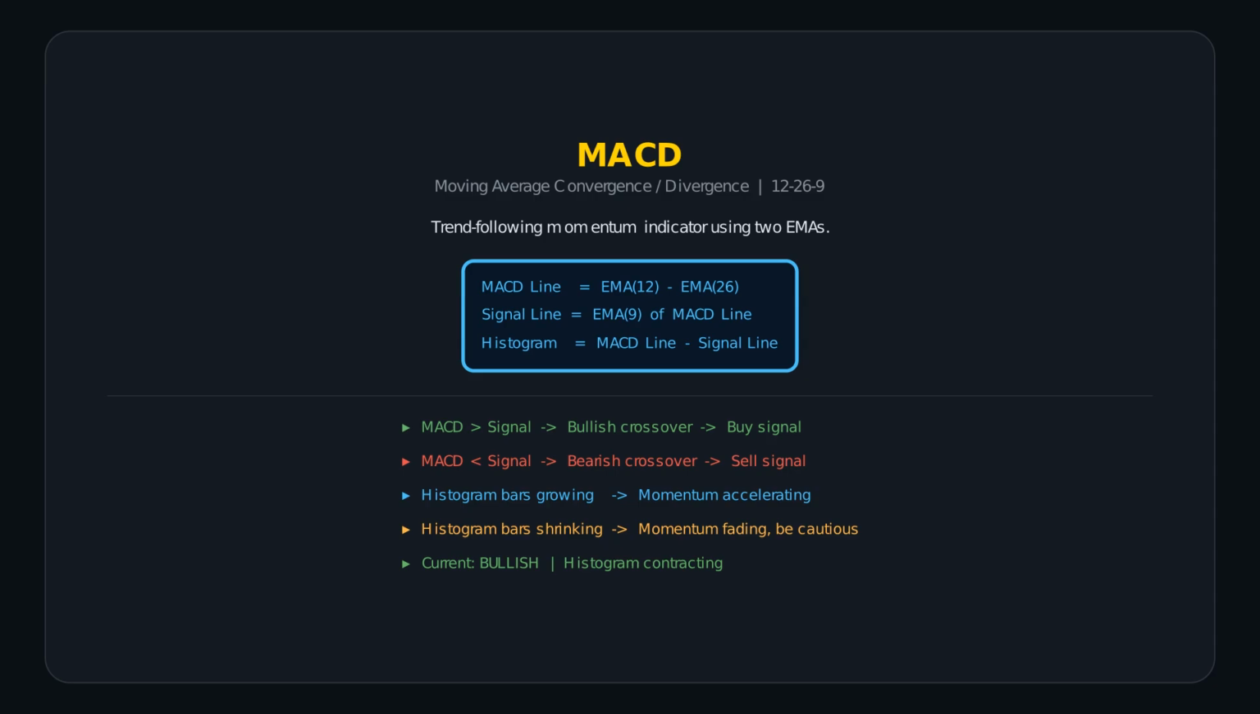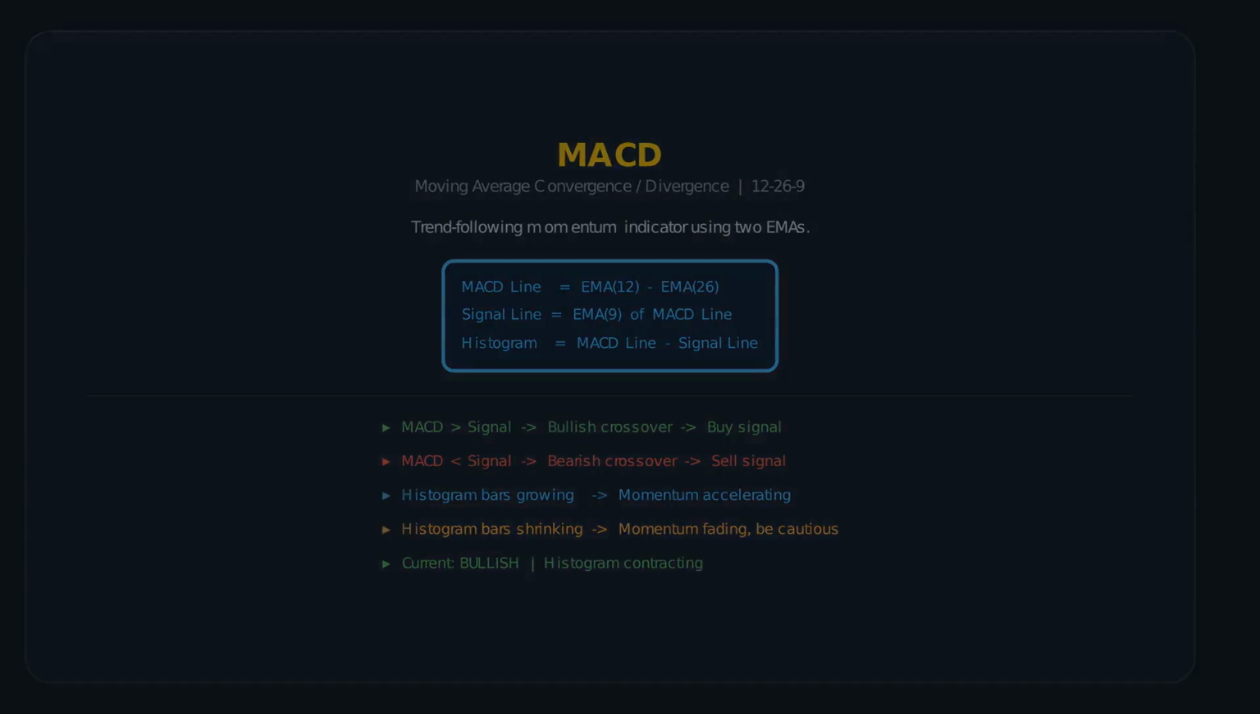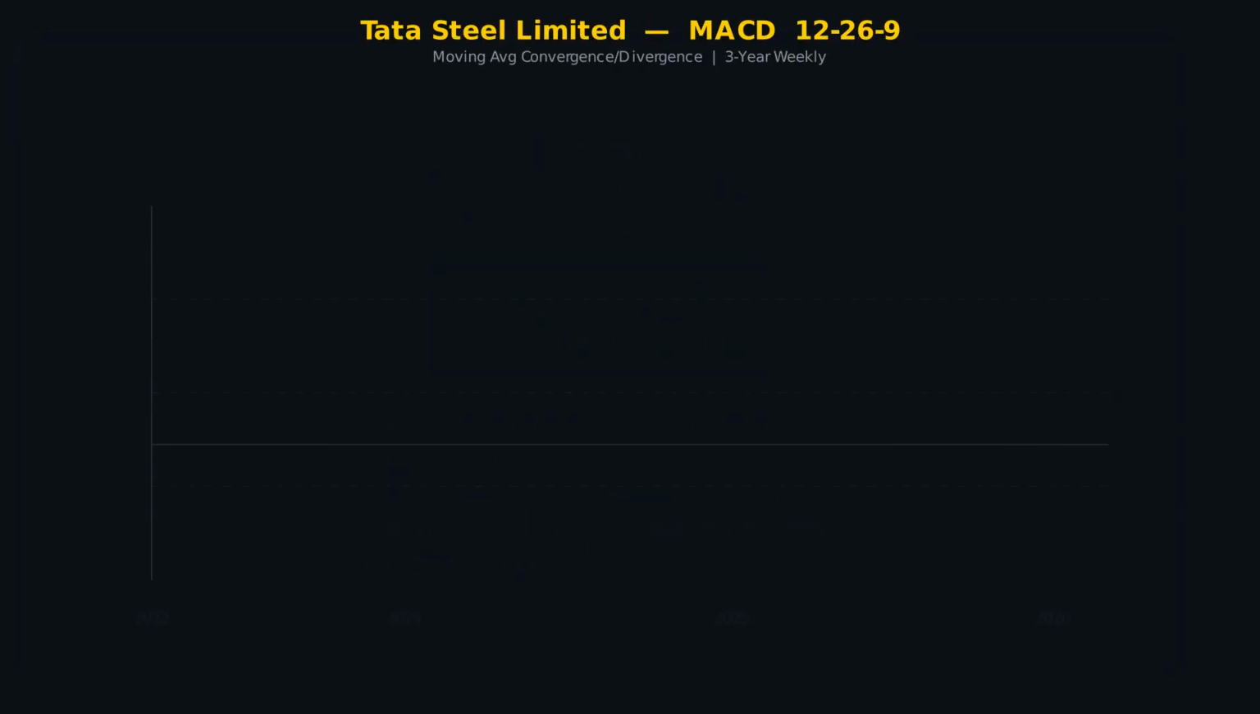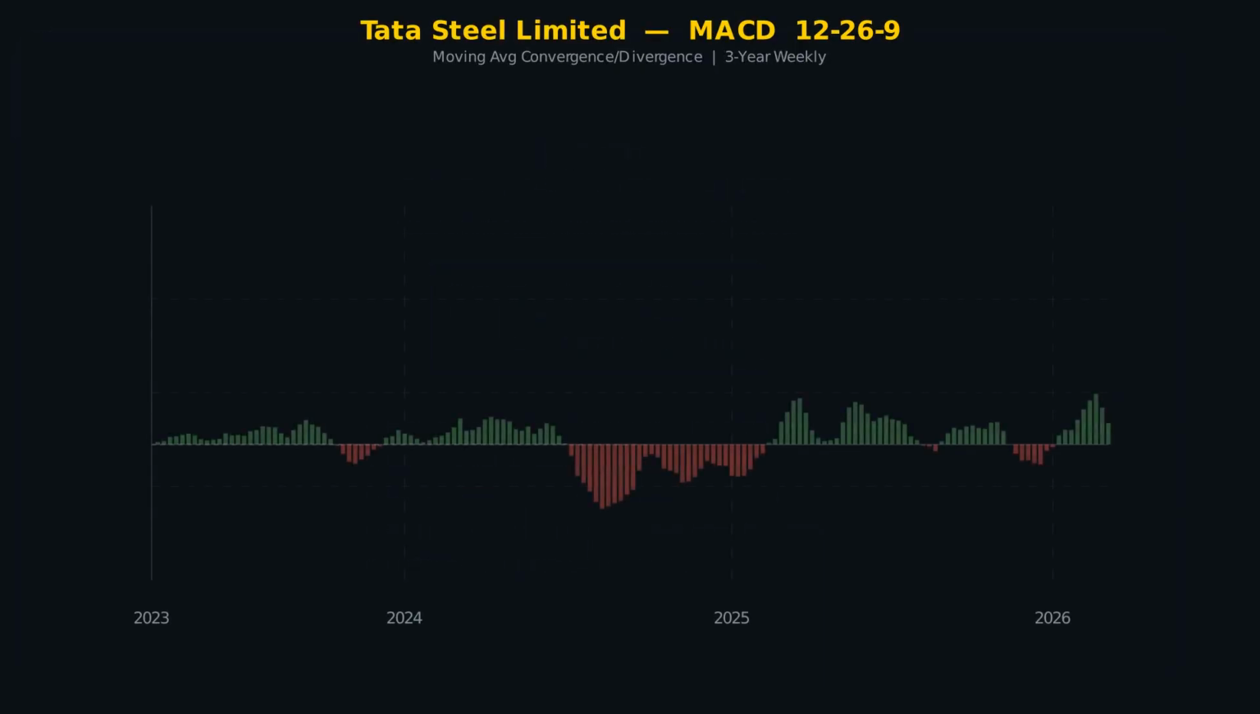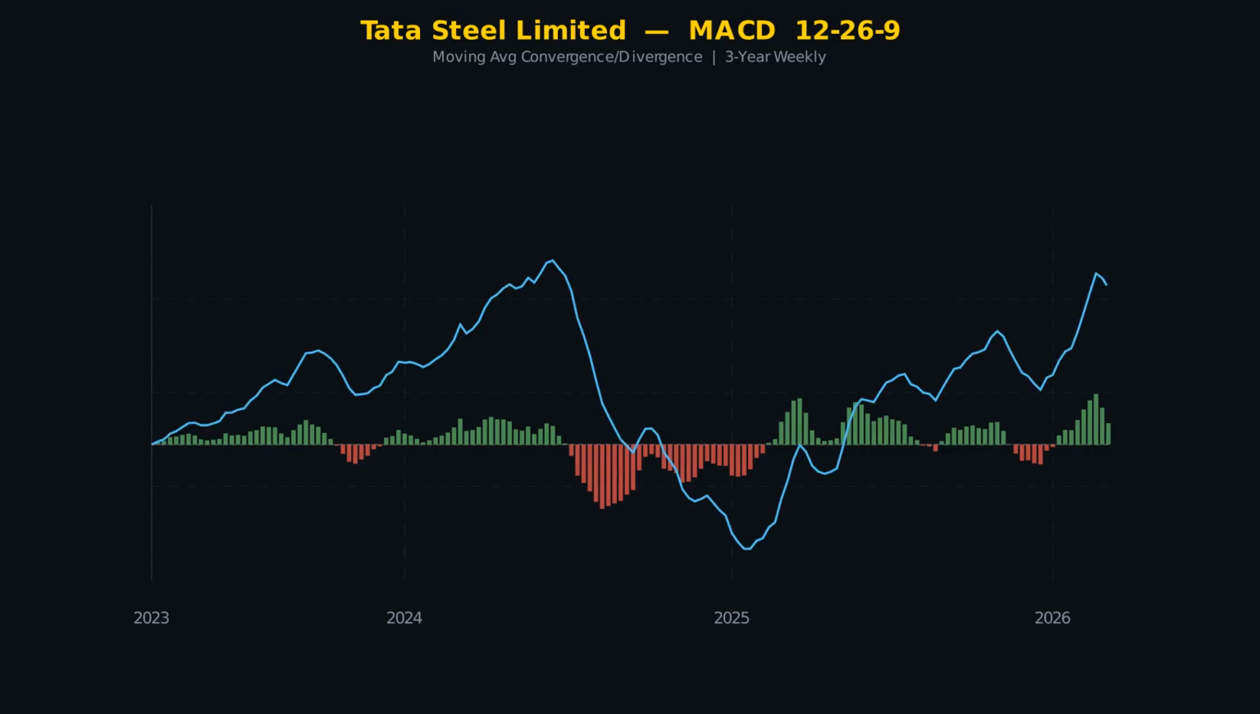When bars are growing, momentum is accelerating. When bars are shrinking, momentum is fading. Crossover points often mark major turning points in the trend. Here is the MACD chart for Tata Steel Limited. Green bars mean MACD is above signal, bullish momentum.